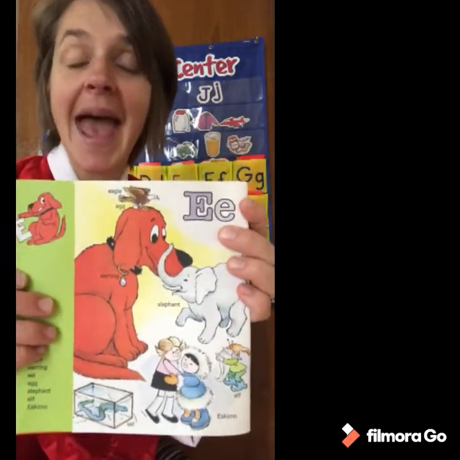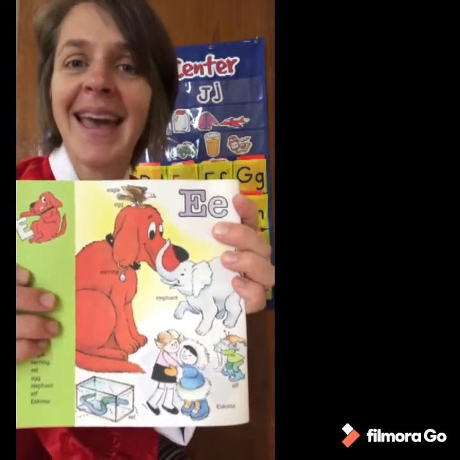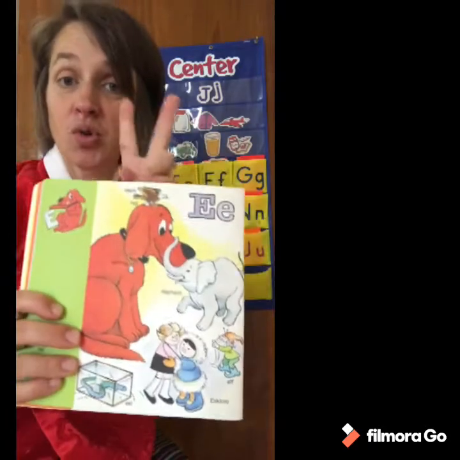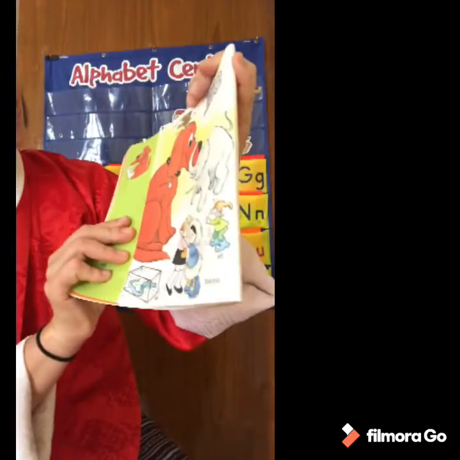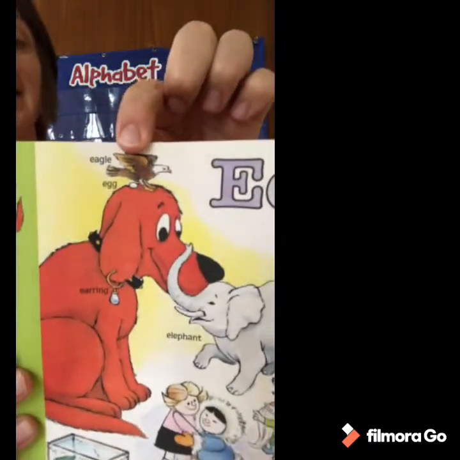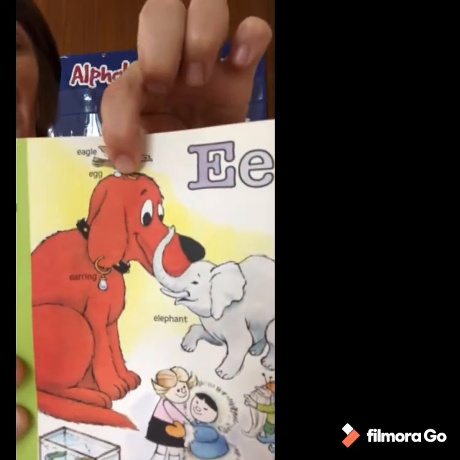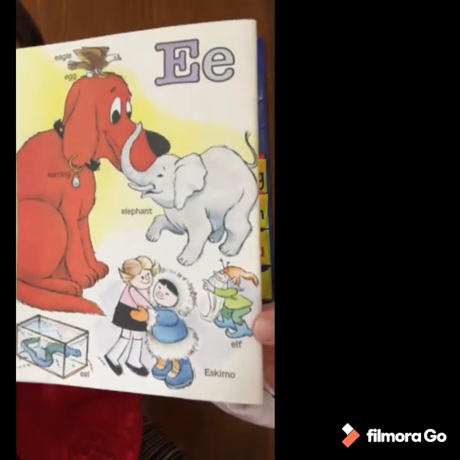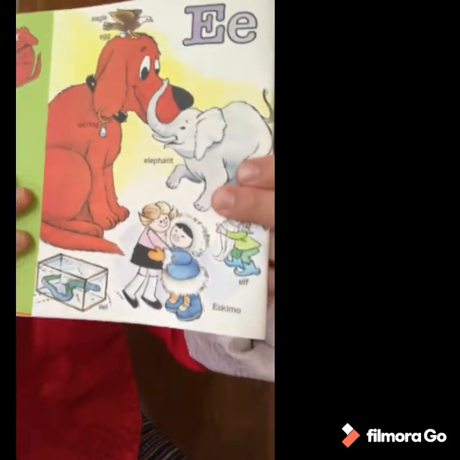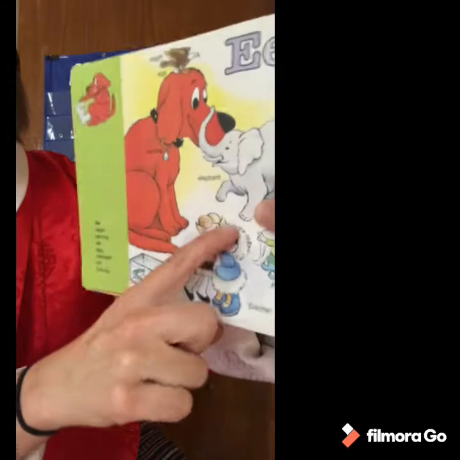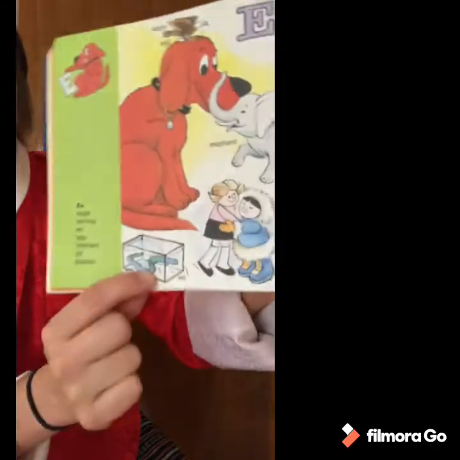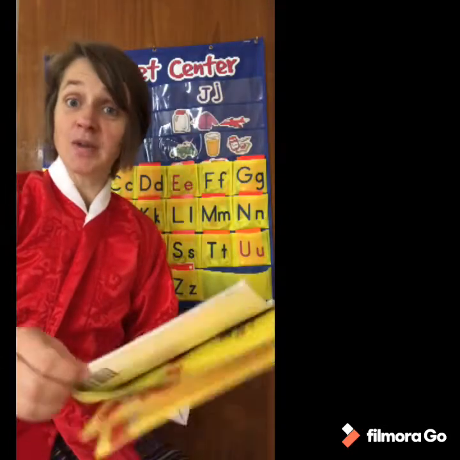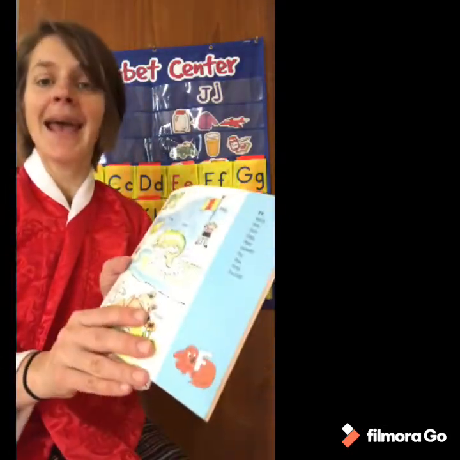Okay, the letter E is a special letter and it makes two sounds. It makes the sound like egg, and E, it says its name, like eagle. So it makes two sounds. Okay, so let's look at these pictures. Here's an eagle laying an egg, elephant, elf, Eskimo, this is an Eskimo. Eel. Very good. So the letter E makes two sounds.